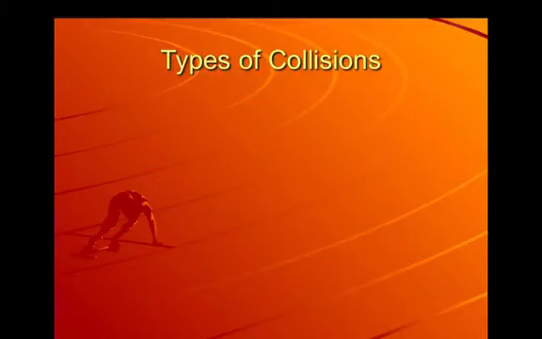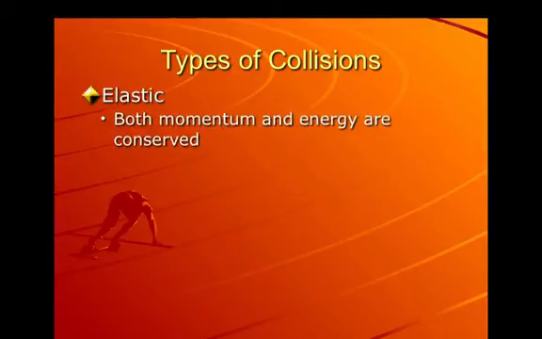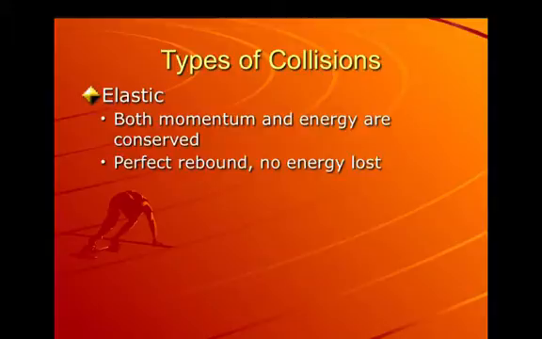There are three types of collisions, three categories of collisions. The first is called an elastic collision. And an elastic collision is one that actually is able to conserve both momentum and energy. In other words, not only is total momentum conserved, but there is no energy loss to other forms of heat, light, sound, things like that. So this would give what's called a perfect rebound, simply because there is no energy lost.